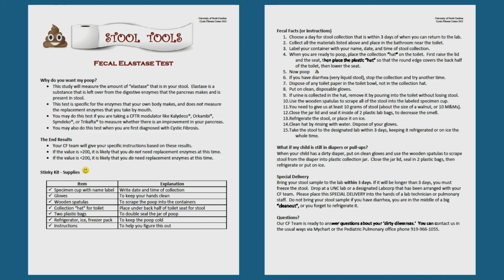These are the instructions we provided. We call it stool tools, and it has an excellent amount of potty humor in it to go along with the study. It helps with children and with teenagers.